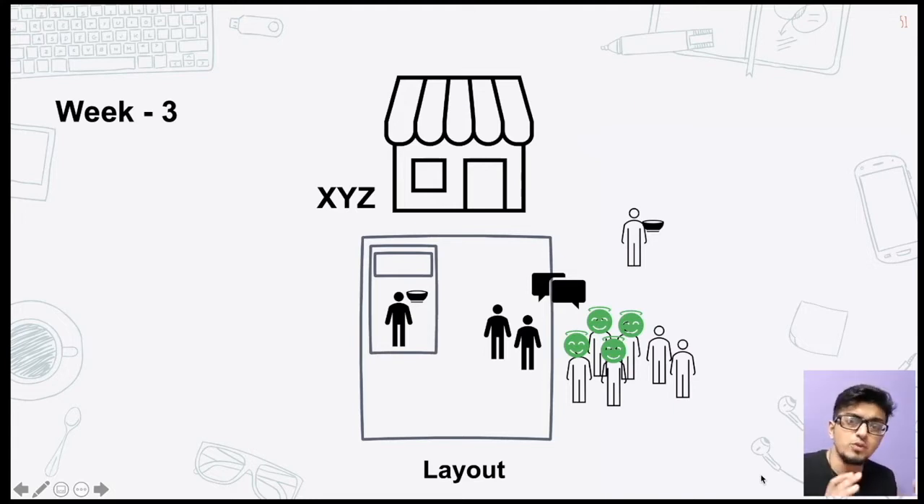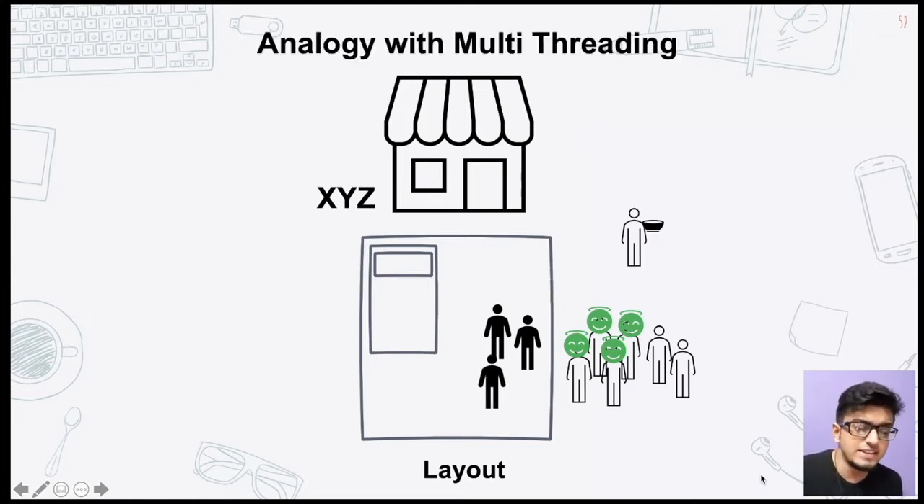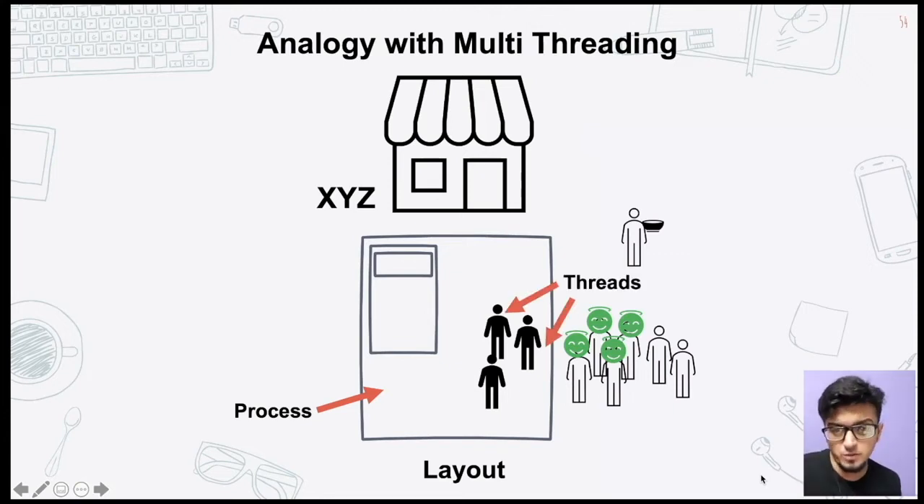Now let's understand how, with the help of this analogy, we can connect this with the multi-threading process. If I take a deep look at the components I have defined here, you can see that the restaurant you are running is nothing but a process of your program. And within this process, you and your friends who are actually doing the tasks are nothing but the threads within this process.